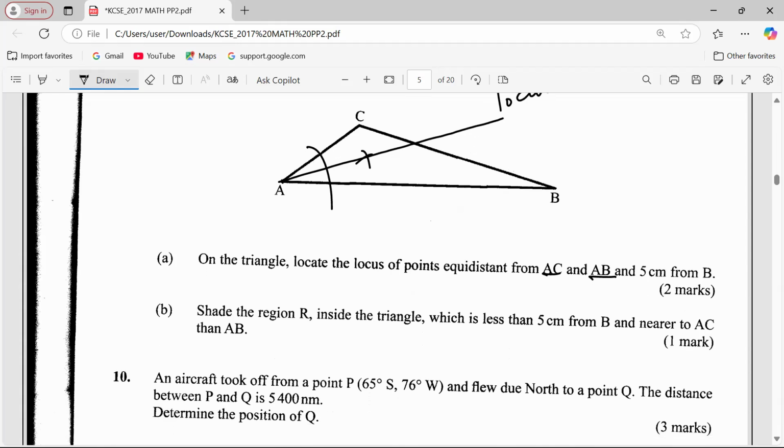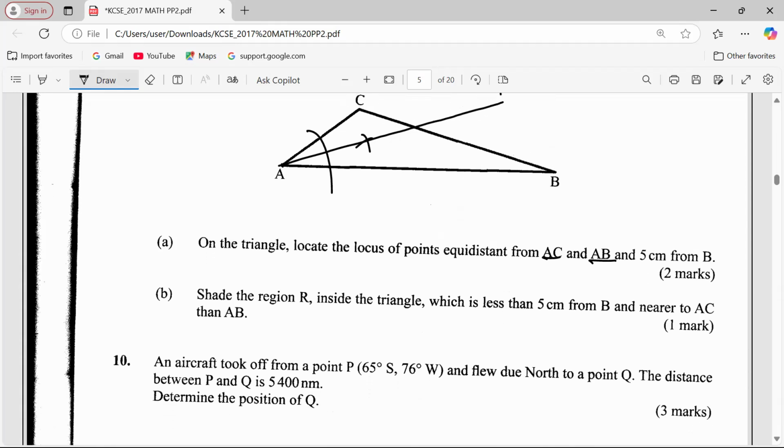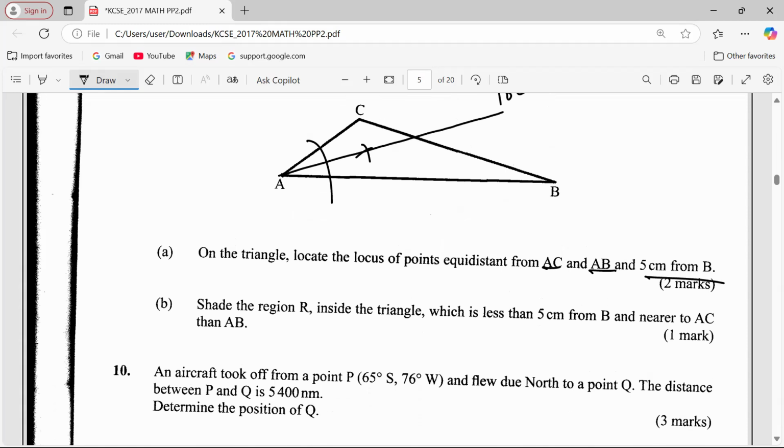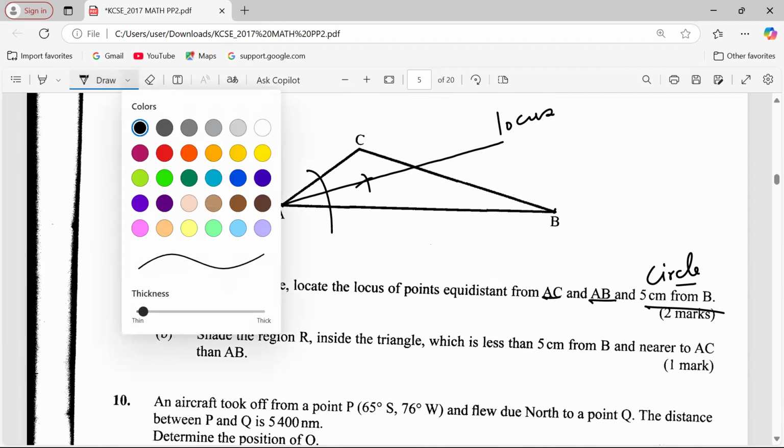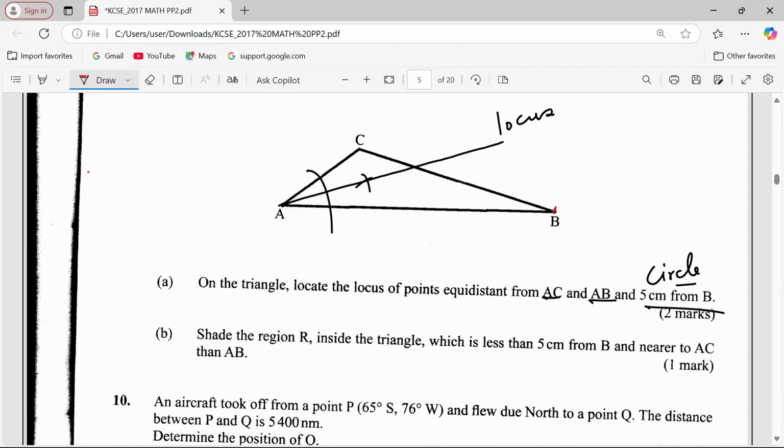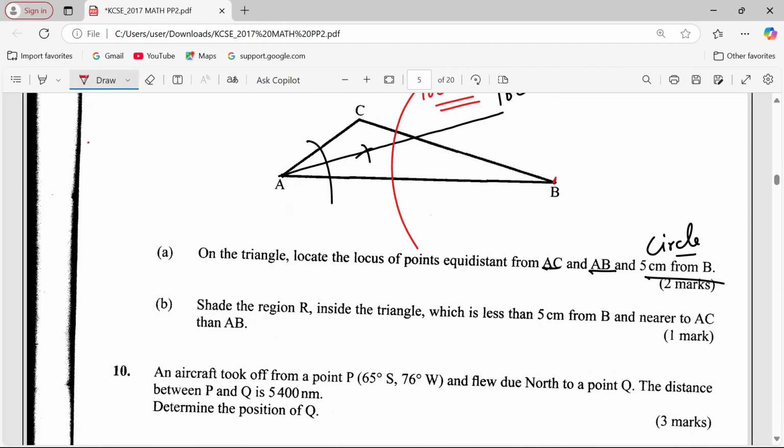Then again, the locus of points 5 centimeters from B. So the locus of points which are at a given distance from a fixed point like B is usually a circle. So we stand at B and we do a circle using 5 centimeters. We just do a circle 5 centimeters away. So this is another locus.